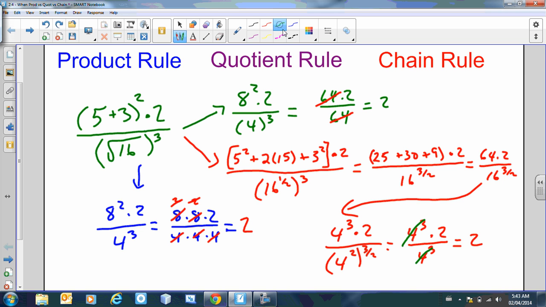If I really wanted to, around this point right here, I could use the same rule that I used over here, and I could expand this to 50 plus 60 plus 18 in the numerator, which would be 110, 128.